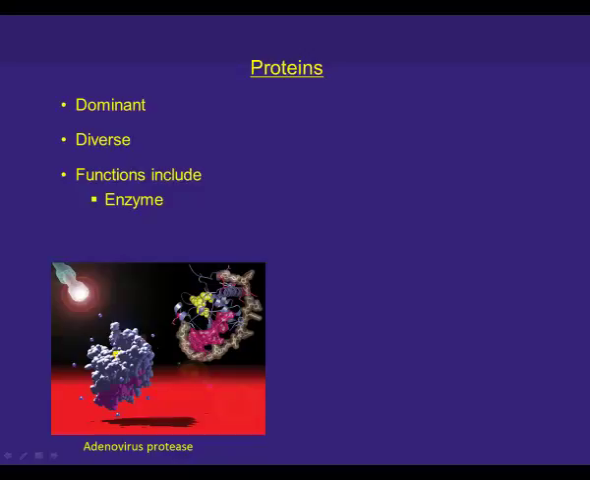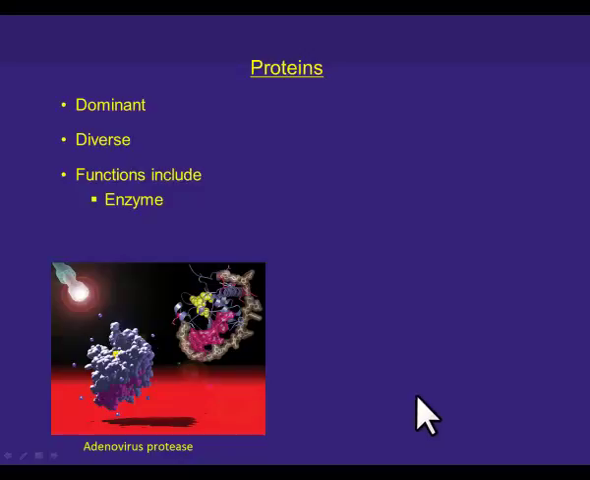We discussed enzymes in the last chapter without really talking much about the enzymes themselves. Well, it turns out that most enzymes are actually made of proteins. And of course, we know that the role of an enzyme is to act as a biological catalyst which speeds up a reaction. This slide is showing an example of a protein enzyme called adenovirus protease.